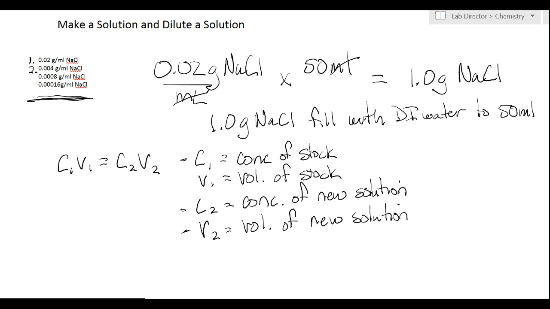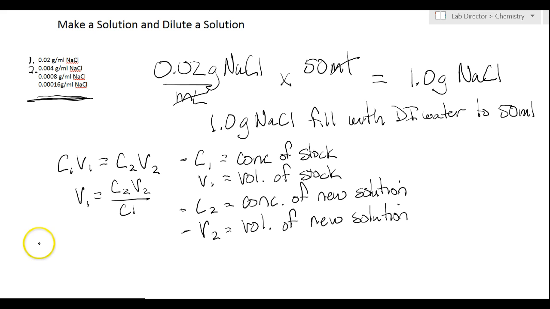Okay, so I can rearrange this equation to solve for V1, which is what I really want. I want to know how much of the concentrated solution I need to add to get 50 milliliters of my new solution. So I'm going to rearrange this equation to solve for V1. So V1 is C2 times V2 over C1, okay?